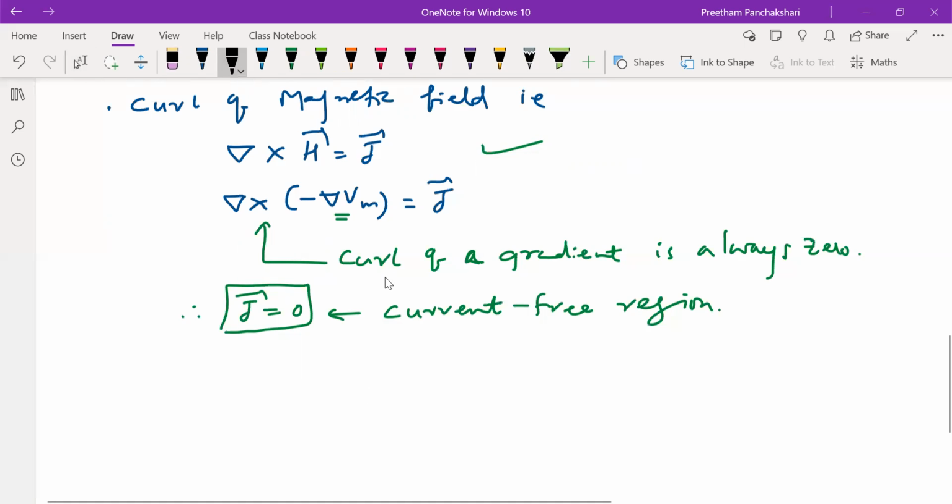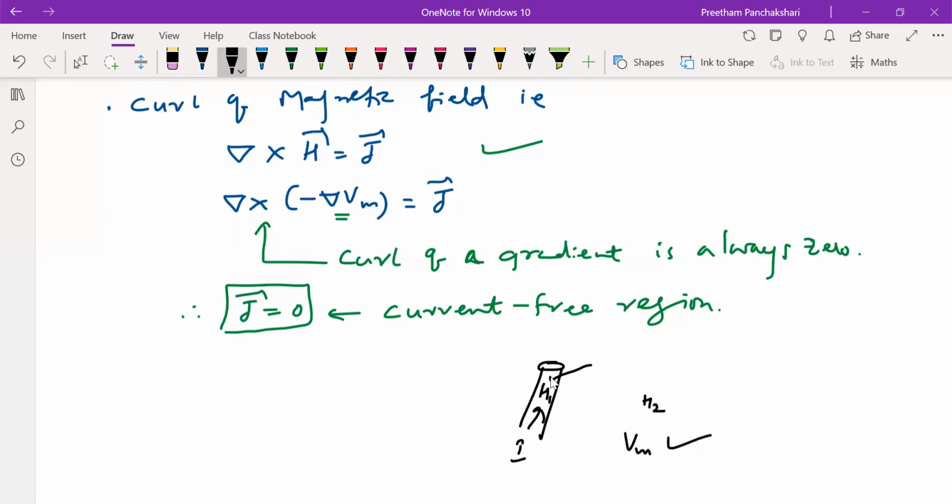In electromagnetics, there is a huge space where magnetic field is available but there is no current. For example, if you have a current-carrying conductor, let us say I, then the field can exist inside as well as outside the conductor. Outside the conductor is the space where Vm exists, but Vm cannot exist inside the conductor because there is current flowing through it. Therefore, Vm can exist in current-free regions.